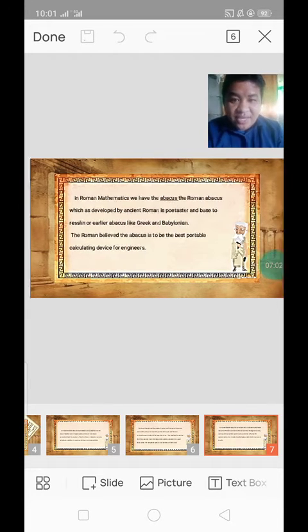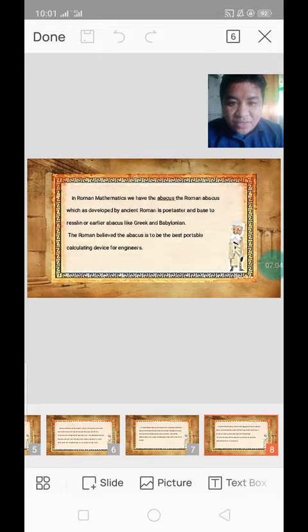Then after that, in Roman mathematics, we have the abacus. The abacus was developed by the ancient Romans, based on recent and early abacuses like the Greek and Babylonian. In this Roman generation, we have an abacus adapted from the Greek and Babylonian, because they believed that the abacus is the best portable calculating device we can use for engineering.